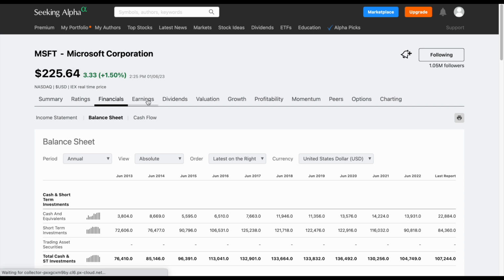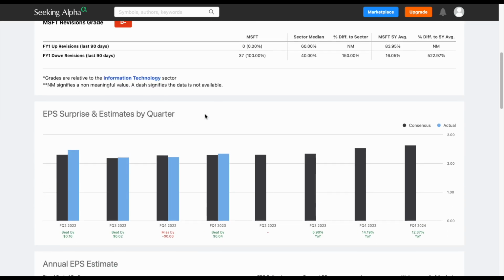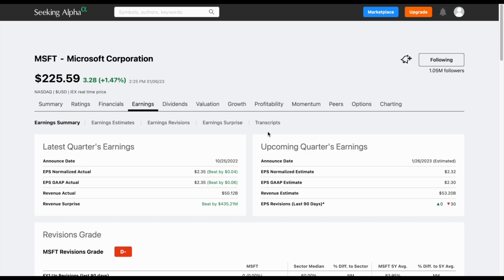Now, if we go to earnings, we can also see the latest quarter's earnings and their upcoming quarter's earnings. If we scroll down, we can see the revisions grade, and we have some charts here to kind of analyze this as well. And you can even see some projections for what their earnings expectations are for the future.